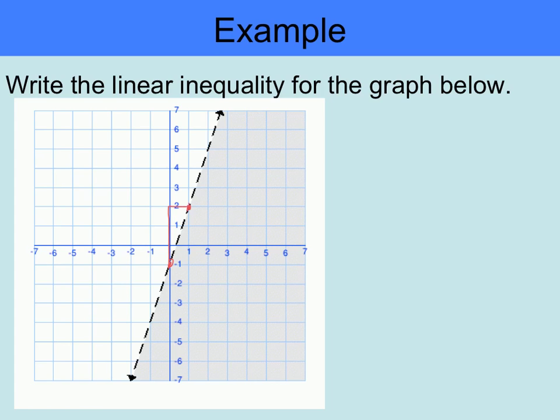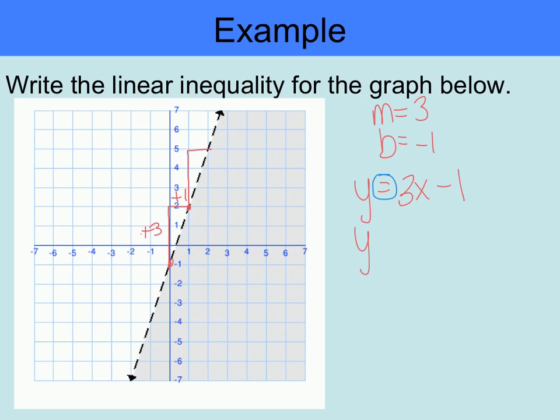So if I pick some points and calculate my rise and my run, it looks like I'm going up 3 and forward 1. So I know my slope is 3 over 1. My y-intercept here is at -1. So again, I can at least know in slope-intercept form this is what I would have, but I've got to adjust that inequality symbol to match what I see here.